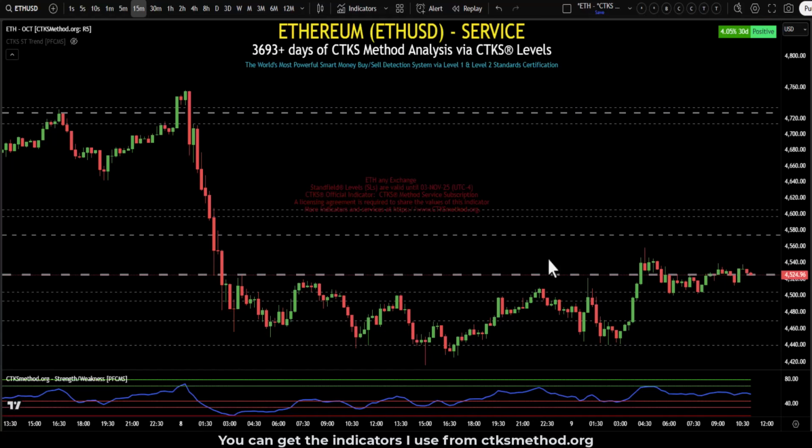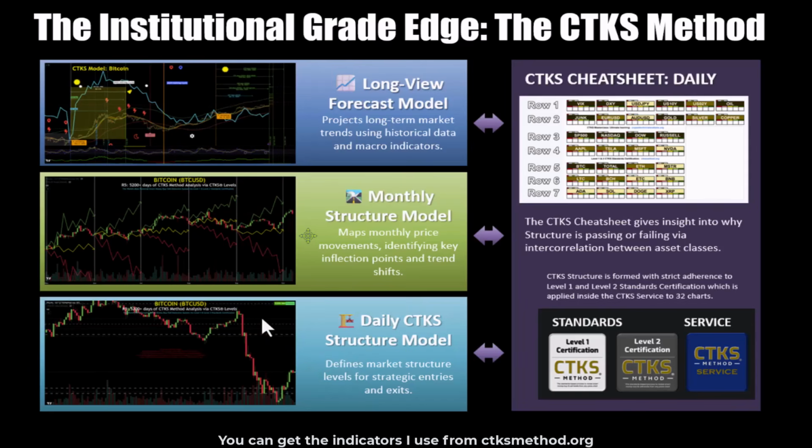Don't randomly throw structure across your charts. Use the 2 levels of standard certification and you can draw up the best charting structure in existence. Therefore, you can see that the daily CTKS structural models are the absolute backbone of everything that you do. If you're seeing structural failures on your daily models, don't worry about your long view forecast model. It's probably going to get invalidated.